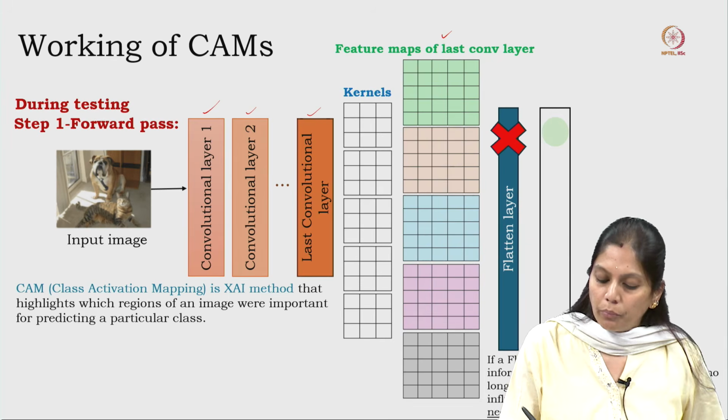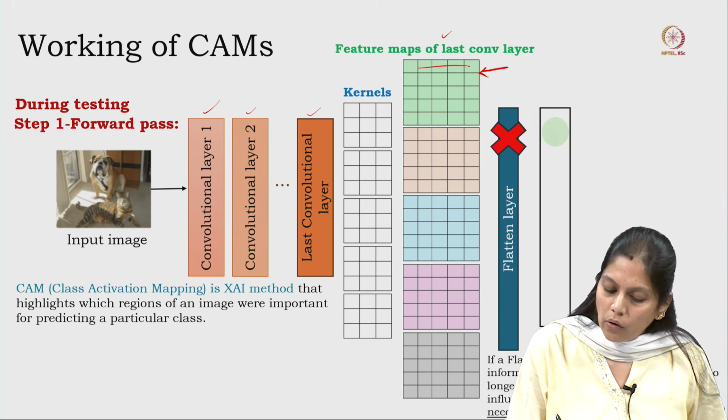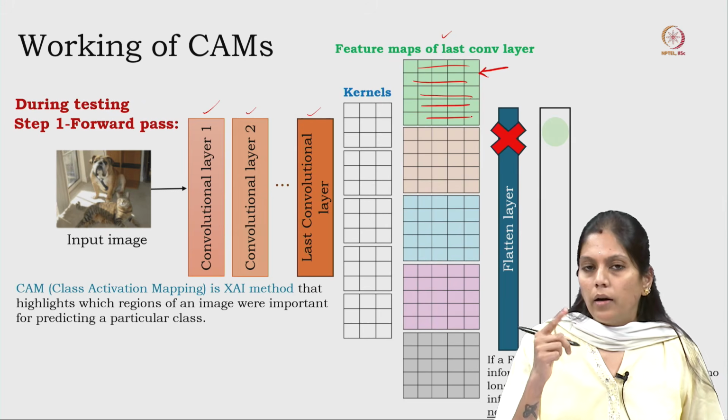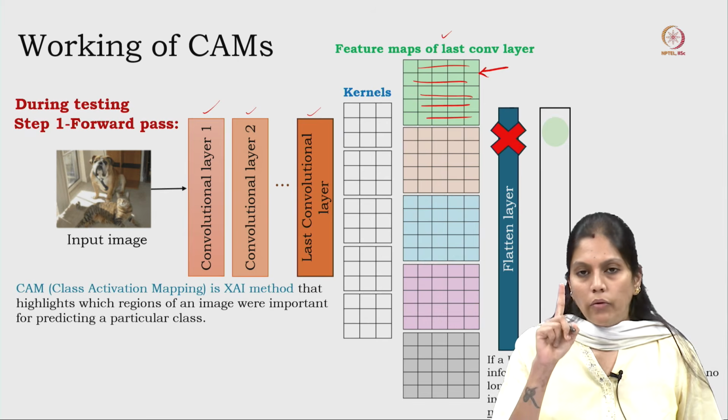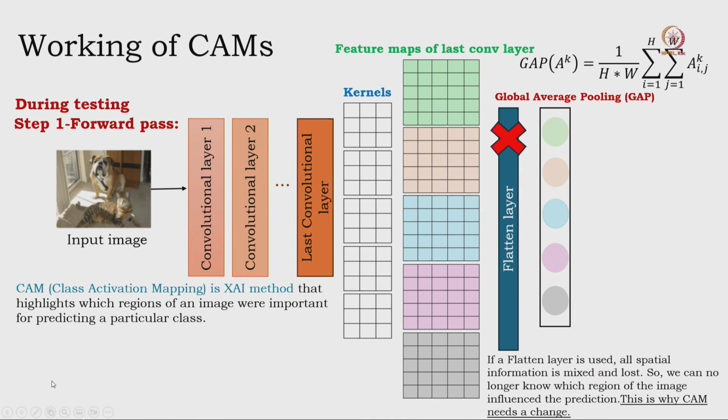What is global average pooling? We have the feature map here. Take its values, add all of them, and divide by the number of elements. We get one value. Then take the next feature map, add up all of its values, and divide by the number of elements, and we get the next value. Similarly for the rest. This is global average pooling: adding up all the elements in a particular feature map and dividing by the number of elements.